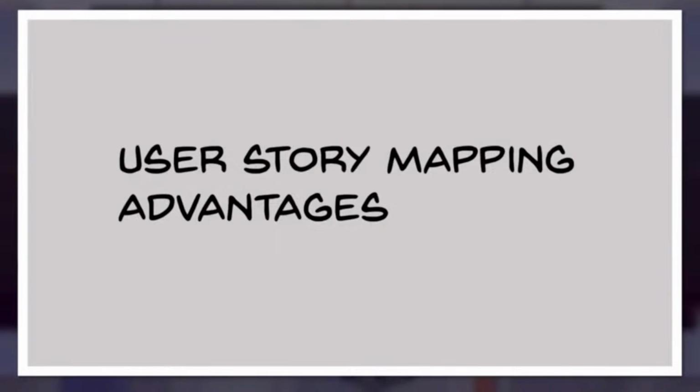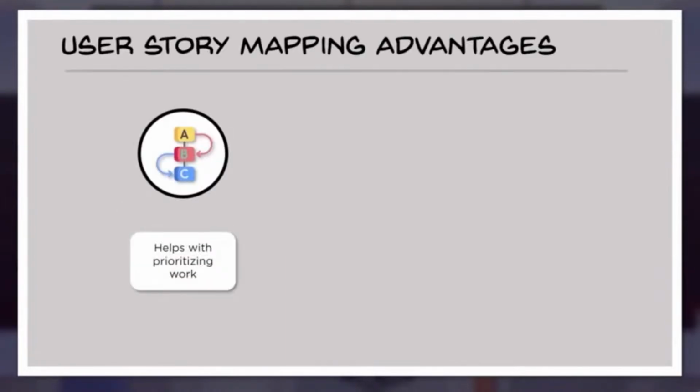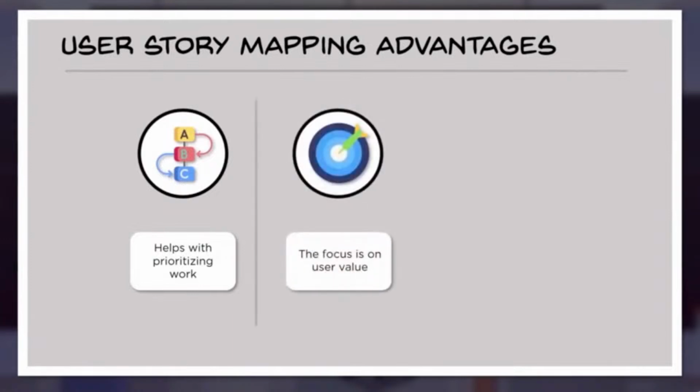Now, what are the advantages of user story mapping? The advantages: it helps with prioritizing work, as I explained in the example. Similarly, the focus is on user value. The moment I click on the web page www.abcbank.com, now the bank page will come.